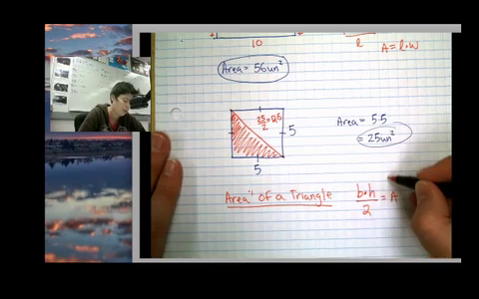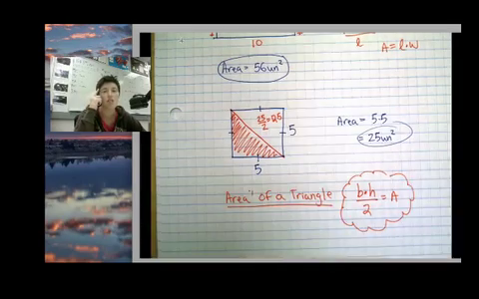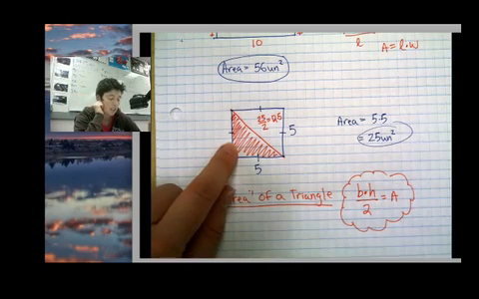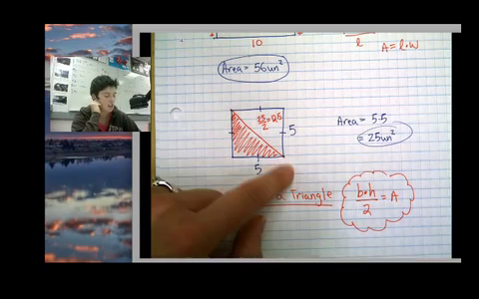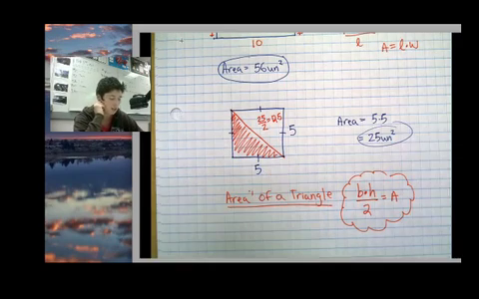And really, put a big bubble around this or a box or something, because this is something you want to just commit to memory. Base times height divided by 2. It always works for a triangle. And we get this whole concept from looking at it as a square and then dividing the square in half. That's basically what's going on.